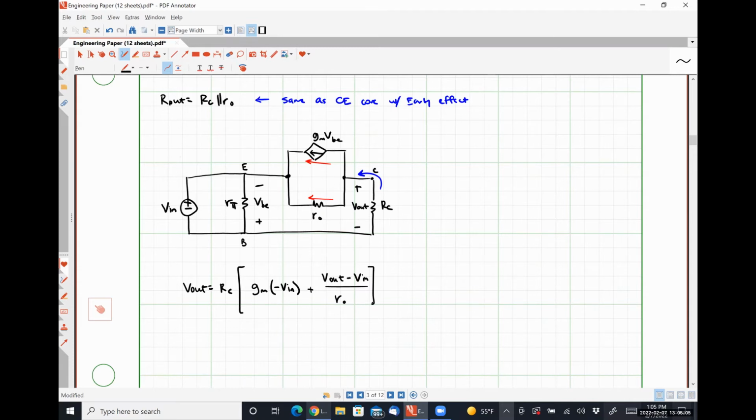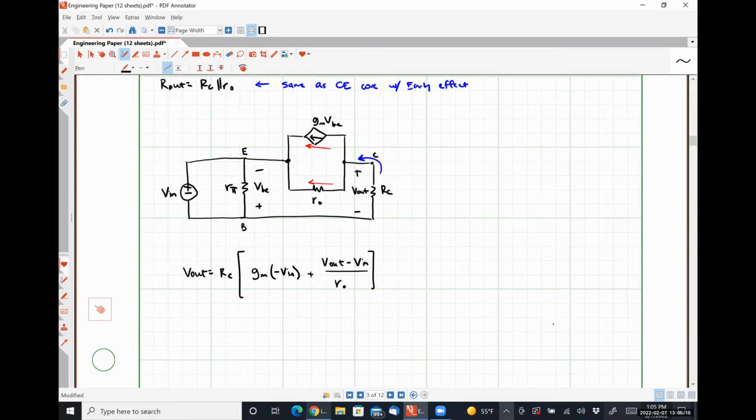So I notice right off the bat that I've made an error in my notes, so I'm going to have to do algebra in front of you guys, which should be mildly terrifying, but I think we'll get through it. If I distribute things here, this is going to look like GM RC Vn with a negative sign, minus Vn times RC over R naught, and then plus V out RC over R naught. Have I done my algebra here correctly?